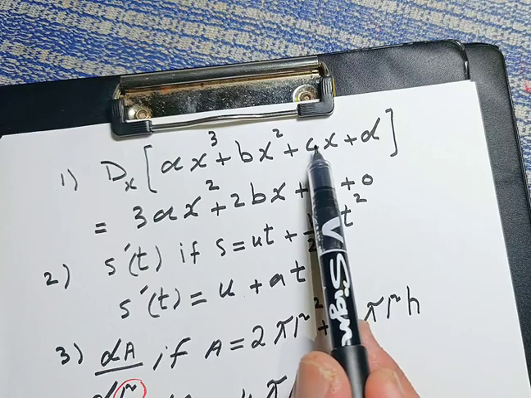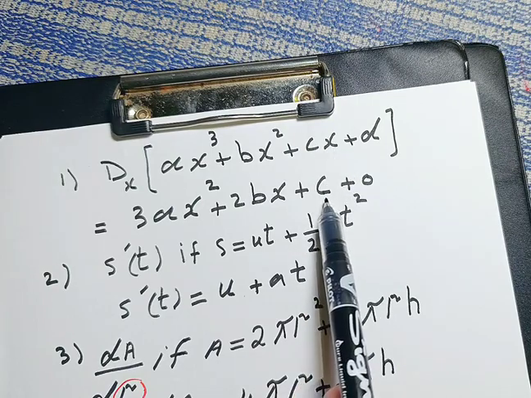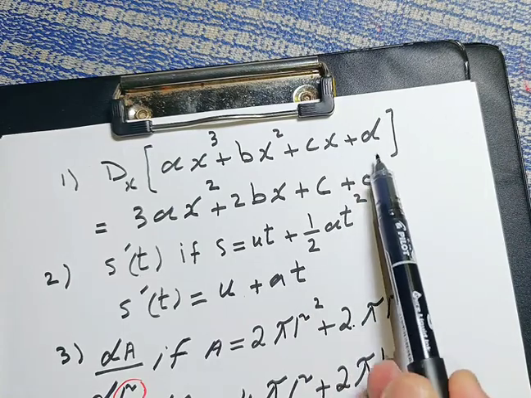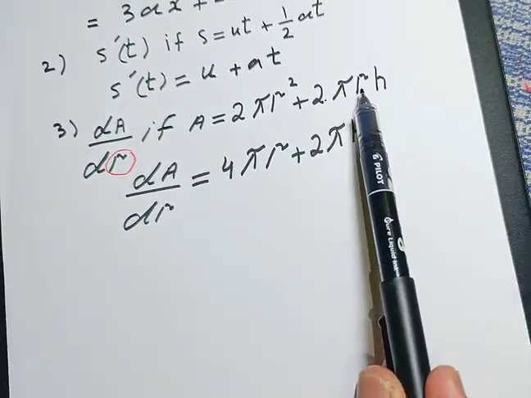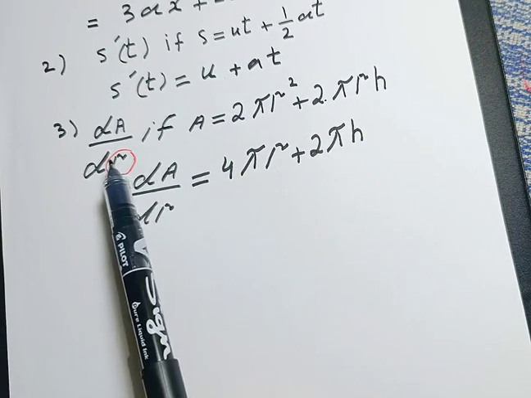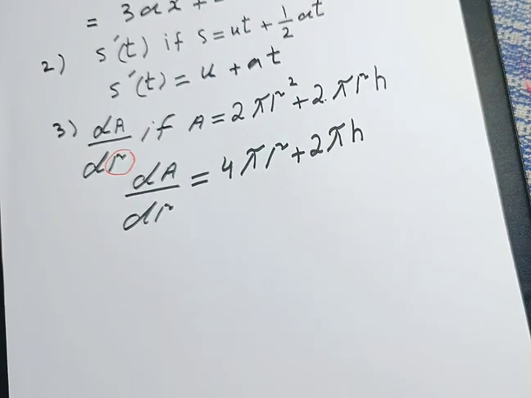So the c, although it is constant, is part of x. So that's why we have to write the c. So here we can say 0 because there is no x here. There is an r here. So the r is here. So that's why we are differentiating with respect to r. So it's going to be 2 pi h.